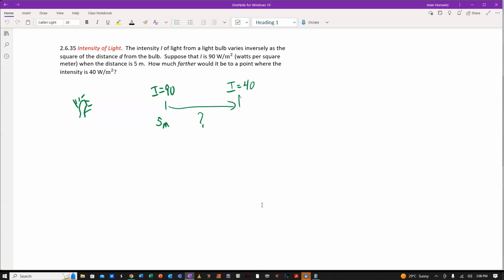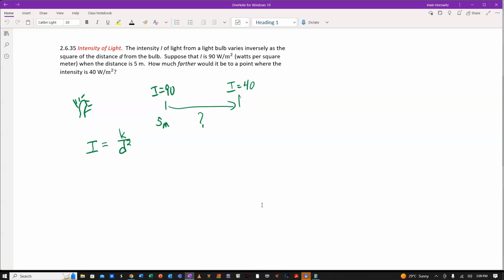So it's going to be a two-part process. We first have to figure out the constant k for the problem, and then from that figure out how far from the light bulb you need to be to have that intensity. But then we take that distance from the light bulb and we subtract 5 meters because it's how much further you need to be. So for the first part, we have that the intensity varies inversely as the square of the distance, the distance d.